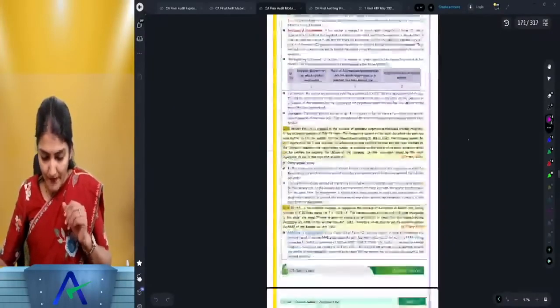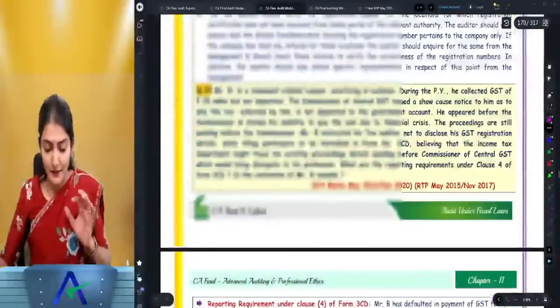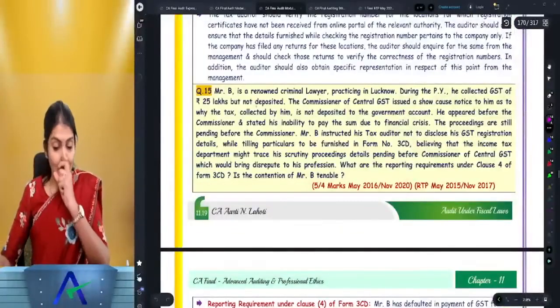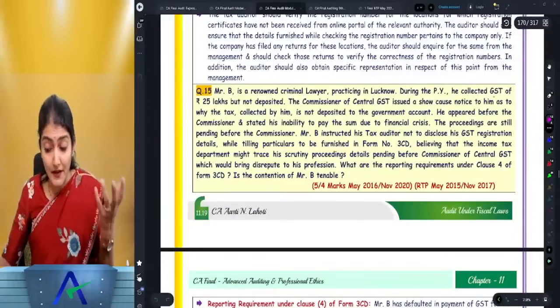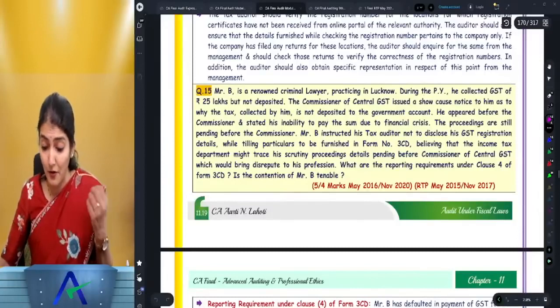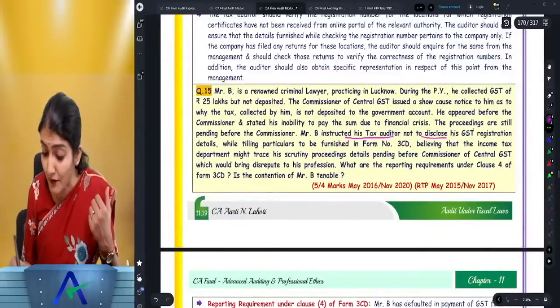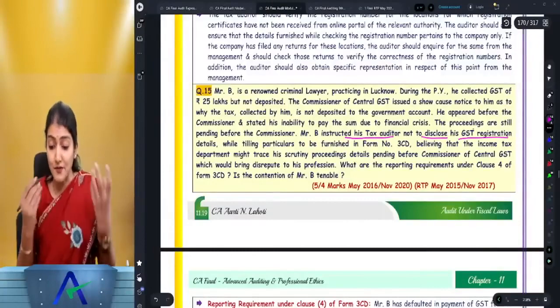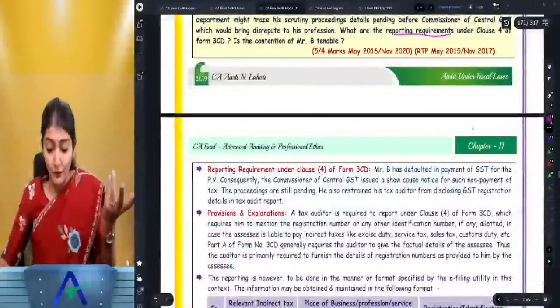Right. So anyway, now coming to this question regarding clause 4 of the Form 3CD. What does it say? B is a renowned criminal lawyer practicing in Lucknow. During the previous year, he collected GST of 25 lakh but did not deposit, and he is saying the proceedings are pending. He instructed his tax auditor not to disclose the GST registration number while filling the particulars under clause 4 of Form 3CD. So no, we will report.